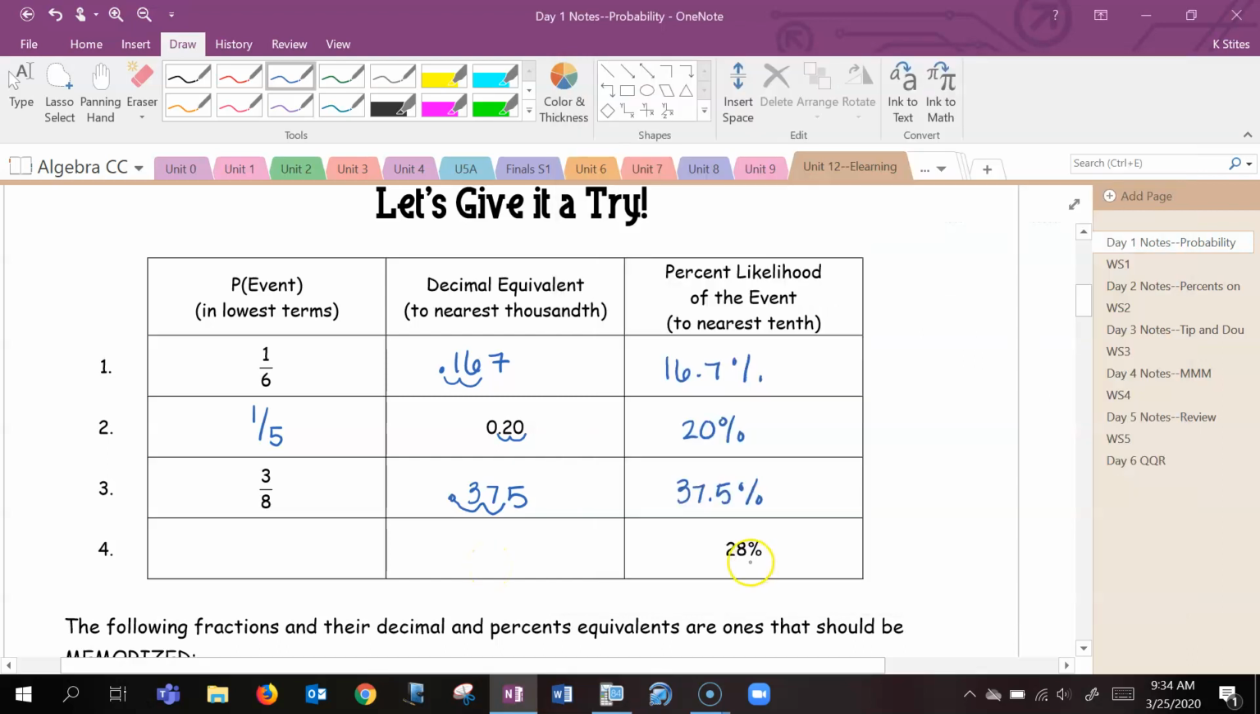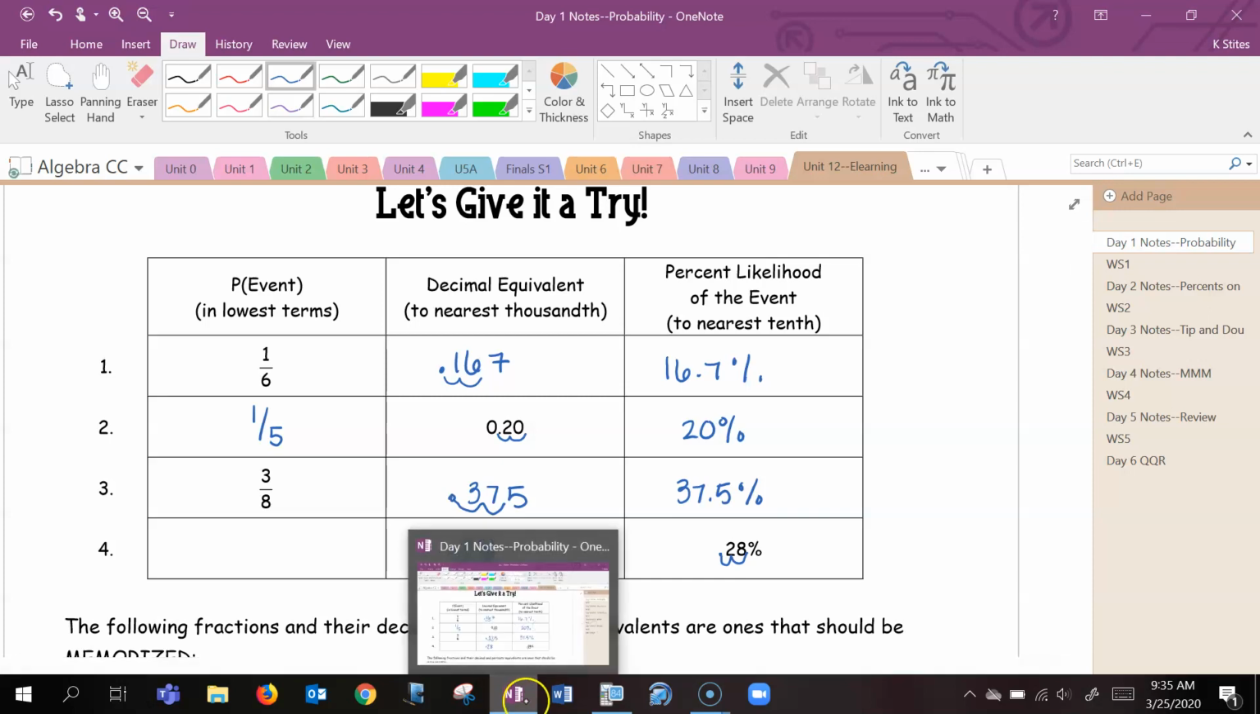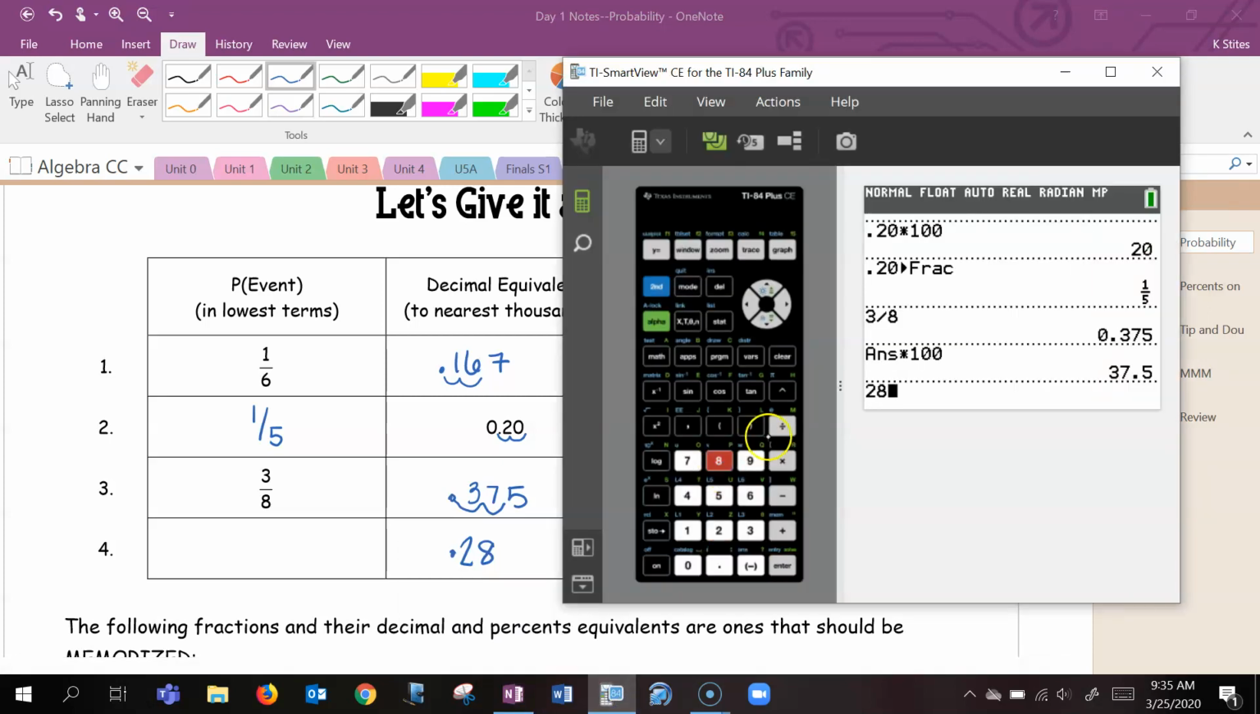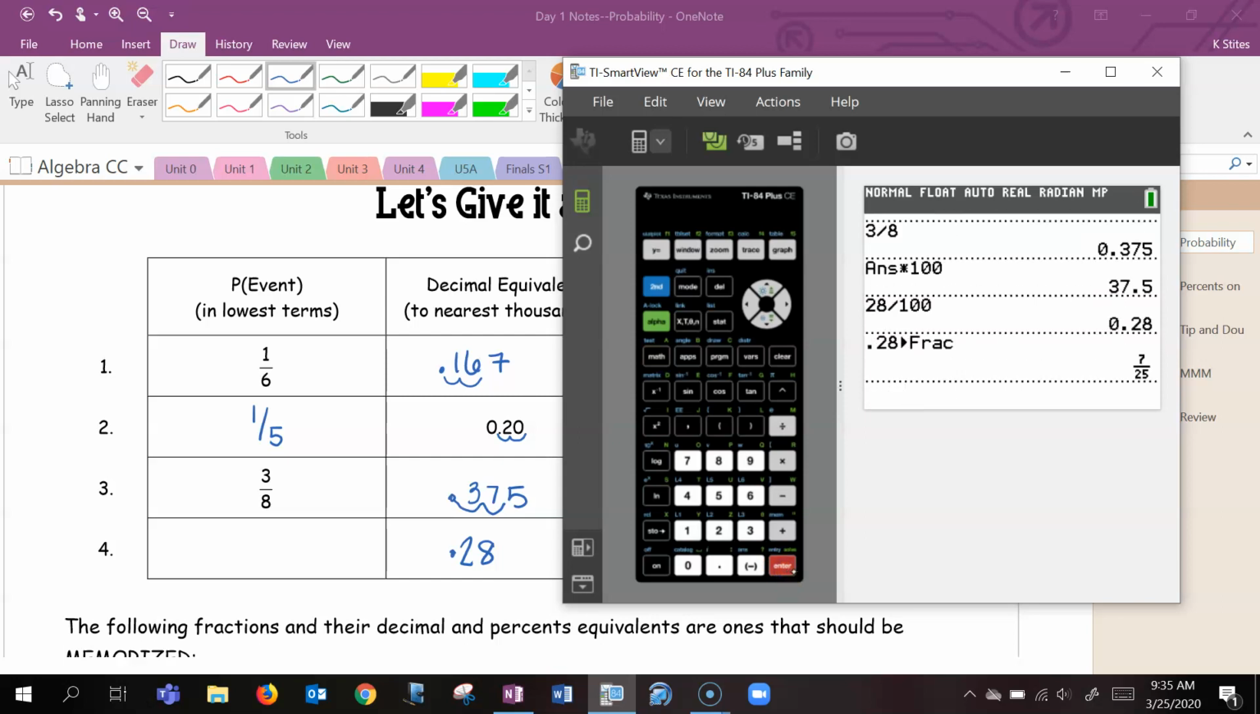All right, last one, 28%. To get your decimal equivalent, you're going to move your decimal back 2 places. That's 0.28. You could also do the reverse and divide by 100, since we normally multiply by 100 to get a percent. And then once we have our decimal, we can just math frac that to get the fraction. Okay, so 7/25.